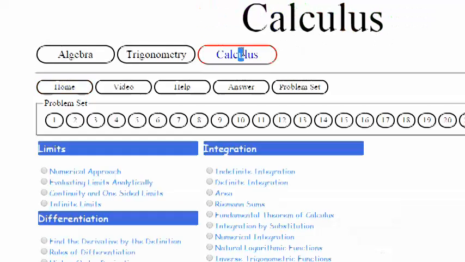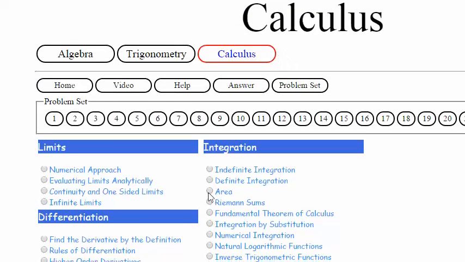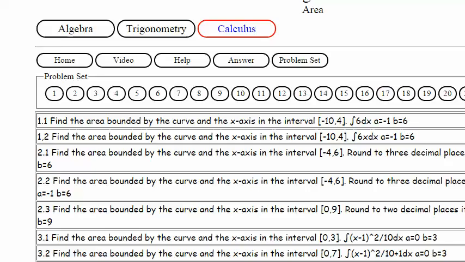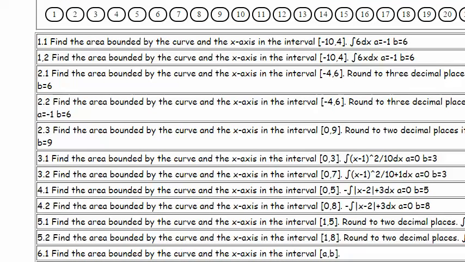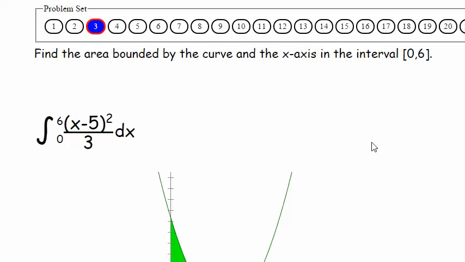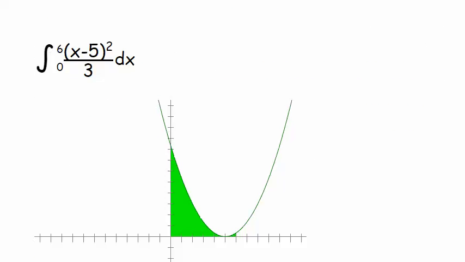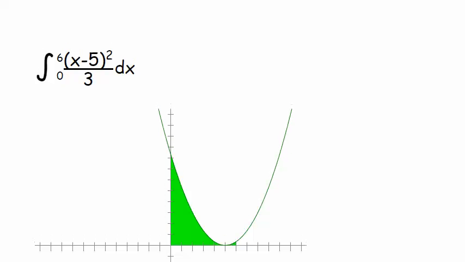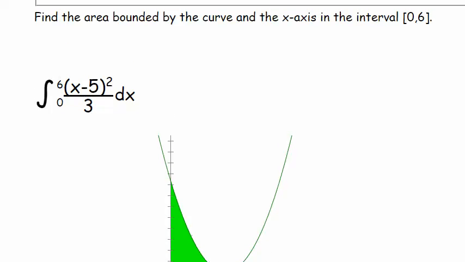We're at gotomath.com, working some calculus. Go down to area, and we just finished 2.3, so let's go to 3.1. Let's see what's going on there. Well, this looks a lot like what we did earlier, a little different. Find the area bounded by the curve and the x-axis in the interval between 0 and 6.